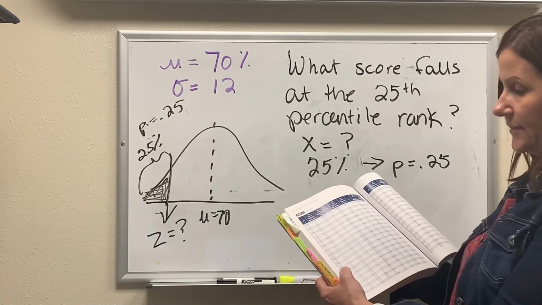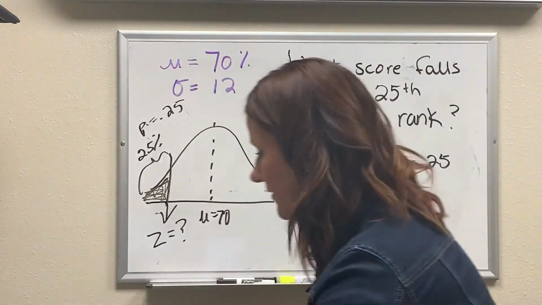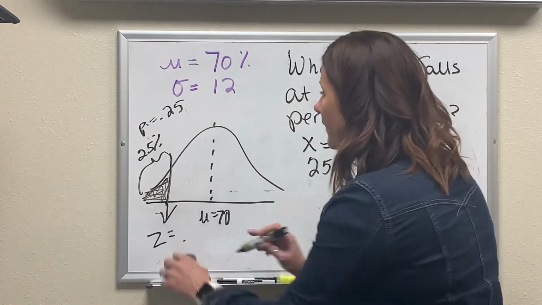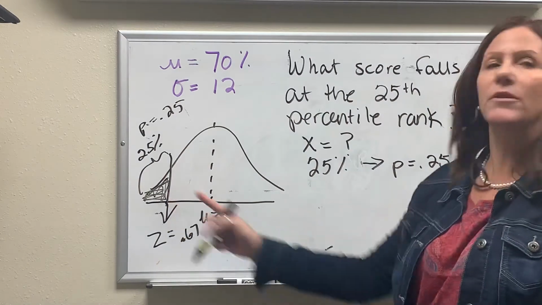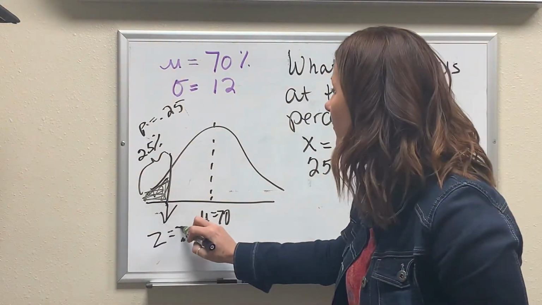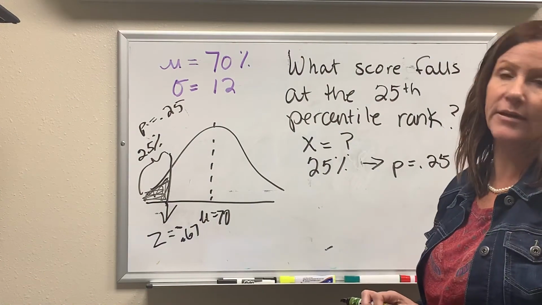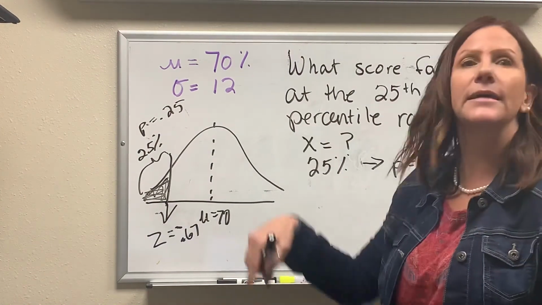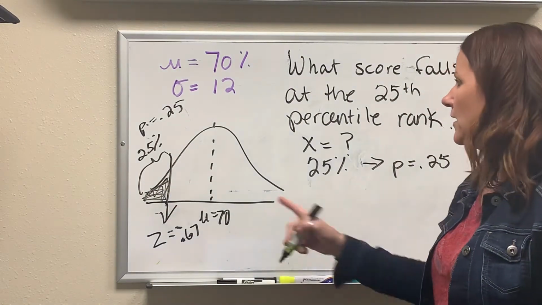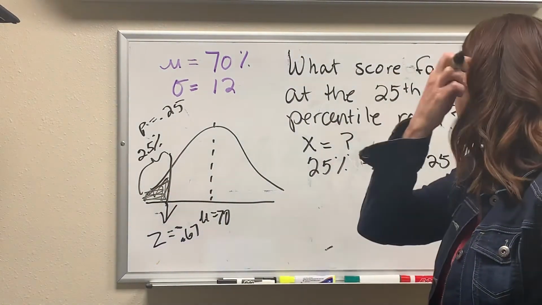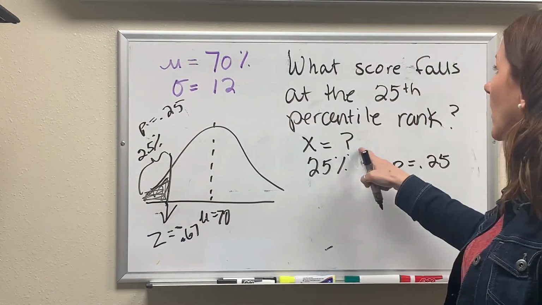So that z says it's 0.67. The problem with using just 0.67 is that it doesn't tell us that it's below the mean. We need to make sure we put our negative there, because it's actually a negative 0.67, which is our z-score, telling us that that 25th percentile boundary is below the mean. So with that being said, we're gonna use this z to find our raw score.